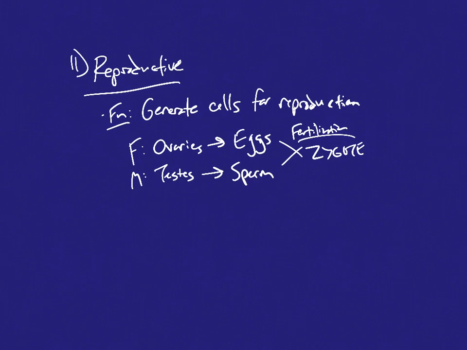So that takes care of the 11 systems that we see in the human body. And again, if this intrigues you, then definitely think about taking anatomy or biomedical science or AP biology at school, where we get into these things with a lot more depth.